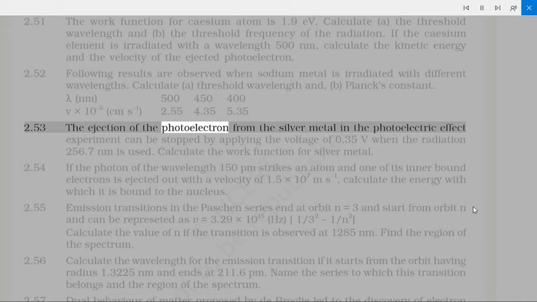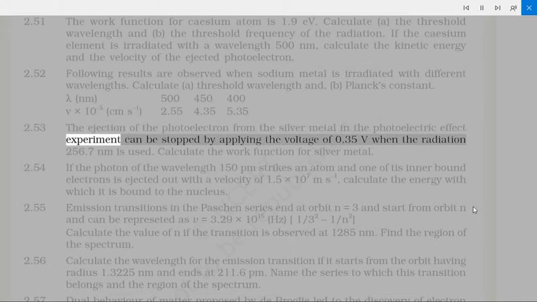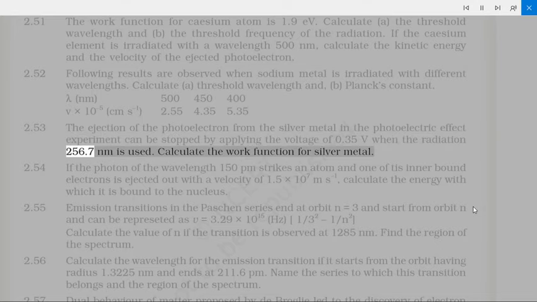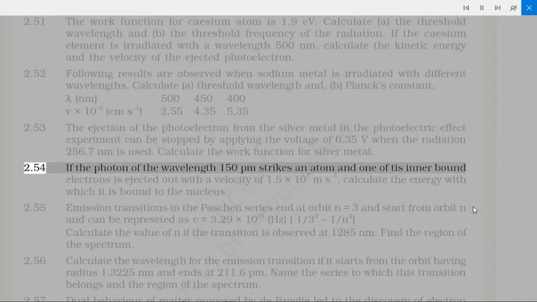2.53 The ejection of the photoelectron from the silver metal in the photoelectric effect experiment can be stopped by applying the voltage of 0.35 V when the radiation of 256.7 nm is used. Calculate the work function for silver metal.